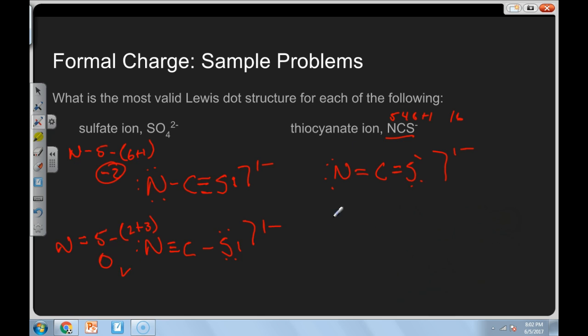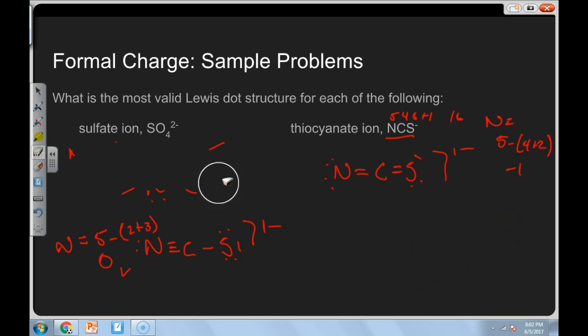And now this nitrogen over here is equal to, let's see, 5 minus 4 plus 2, and so that's -1. So that looks good, and this one looks better, at least for now. This one we're just going to get rid of, because we know that we have better options. So that was good. Now the options are, is it this one or this one? Well, let's look at the sulfur.